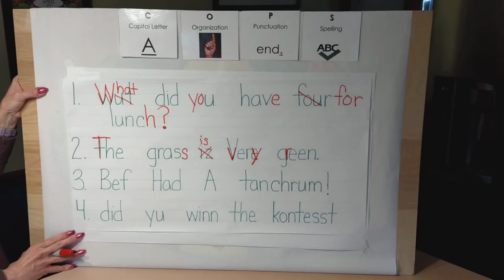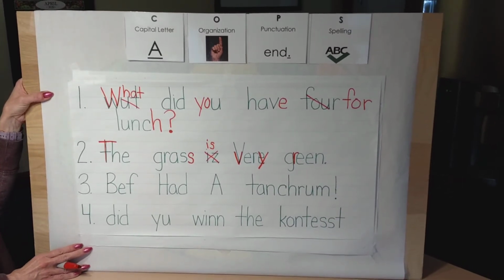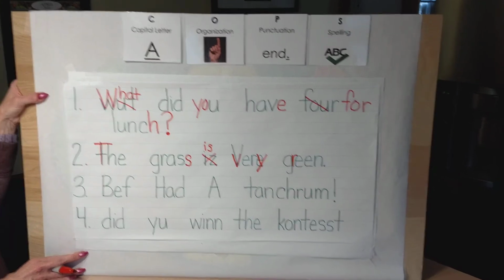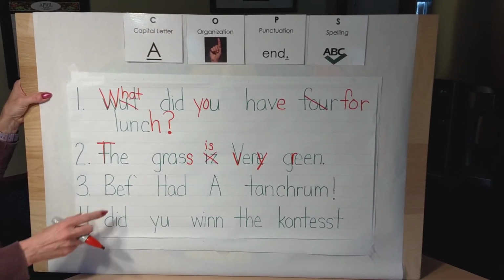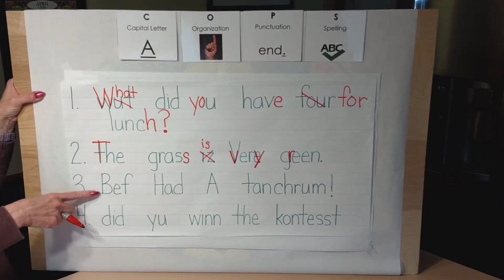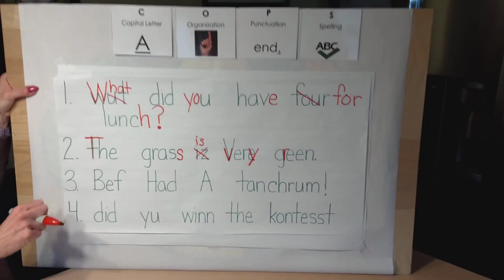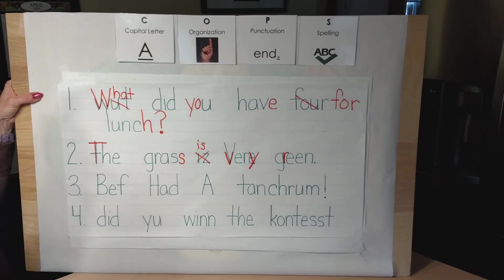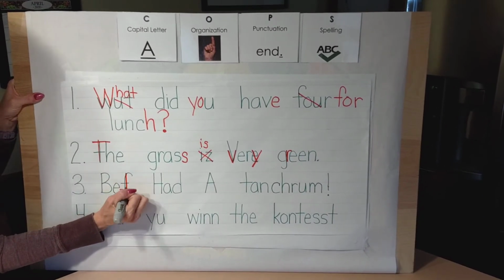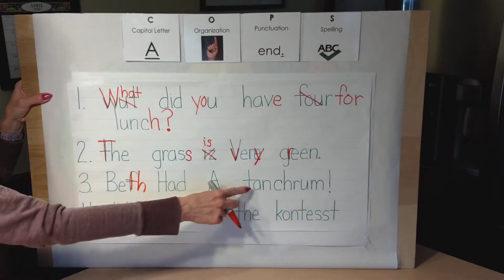Number 3. Beth had a tantrum. Pause your computer. Okay, we're back. This is a tricky one. Beth had a tantrum. Let's start with our first word. It has a capital letter for Beth, but that says Bes. We want the 2 letters at the end of a word that say th, like in thumb. Do you know what that is? It's T-H. Beth. Beth had a tantrum.